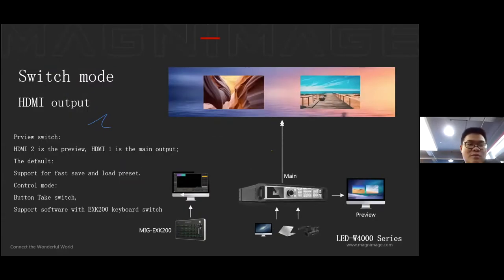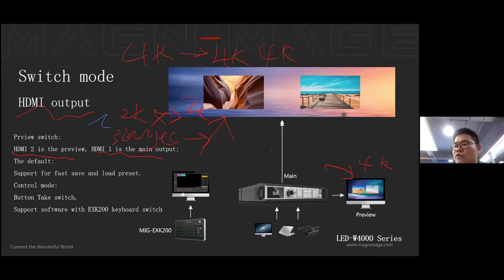And this is the switcher mode. When we use HDMI output for switcher, each one you can connect to a 4K LED screen. So HDMI 2 works as the preview here, and HDMI 1 connects to the program. So we can do 4K to 4K switching, one layer to one layer, and also we can do 2K to 2K switching, three layers to three layers.